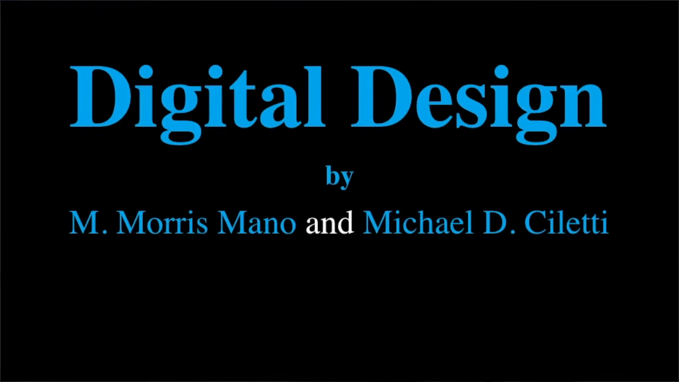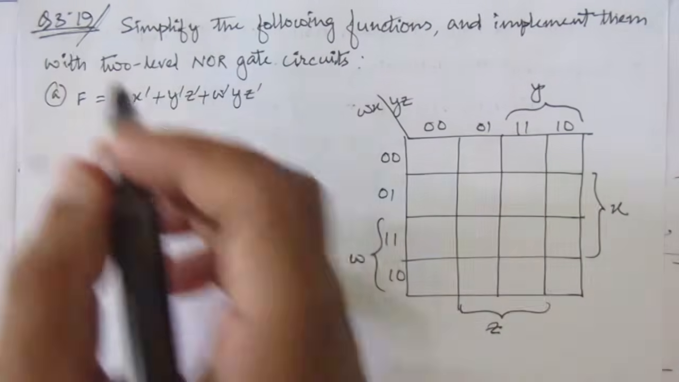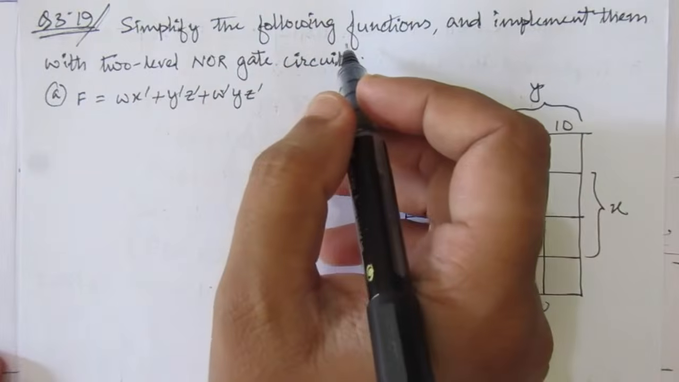I am solving the problems from the book Digital Design by Maurice Mano and Michael Ciletti. So in this video, I am solving problem number 3.19 from chapter number 3. The problem is to simplify the following functions.